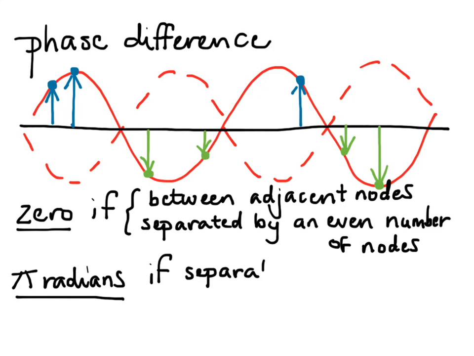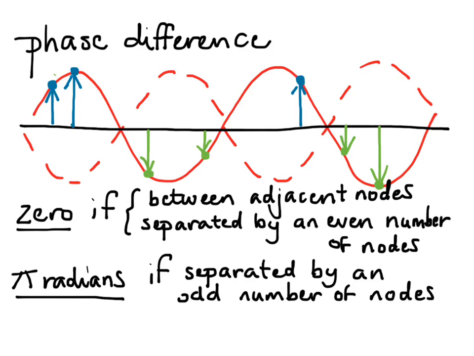The phase difference is pi radians, or you could say they're in antiphase, if they're separated by an odd number of nodes. So if I pick a particle in this loop, this particle here, and compare it to a particle in this loop, they're separated by 1 node and they're in antiphase. And if I consider this one here, the blue one, and a green one right over here, they're separated by 1, 2, 3 nodes, still an odd number. So they still have a phase difference of pi radians. They're in antiphase.